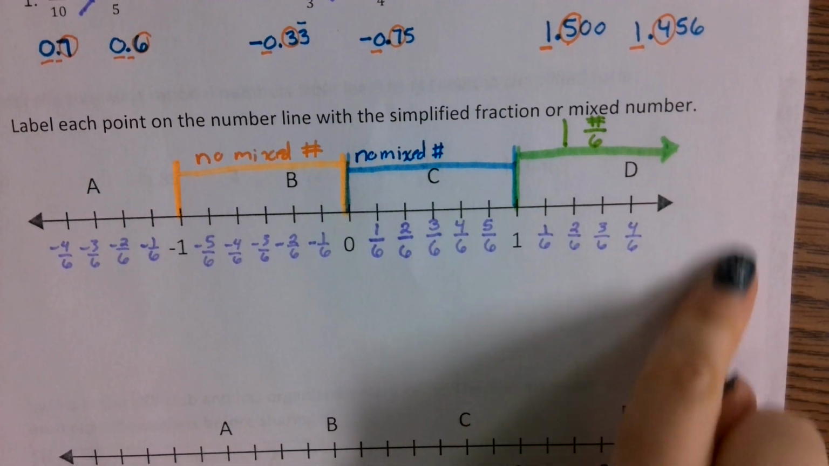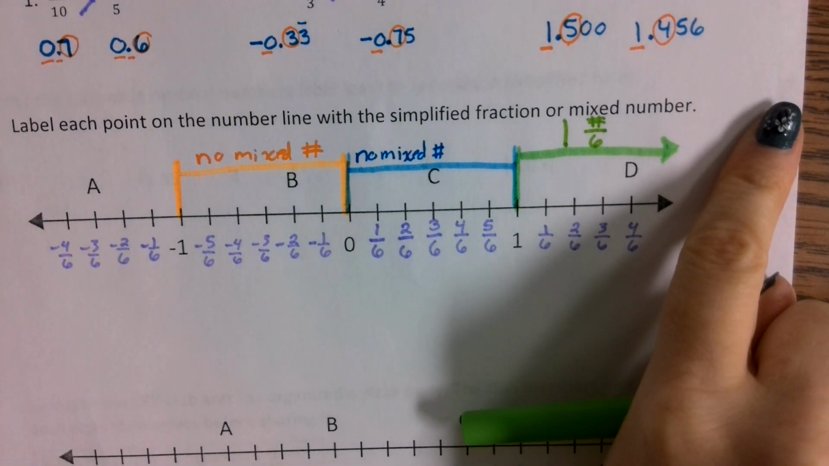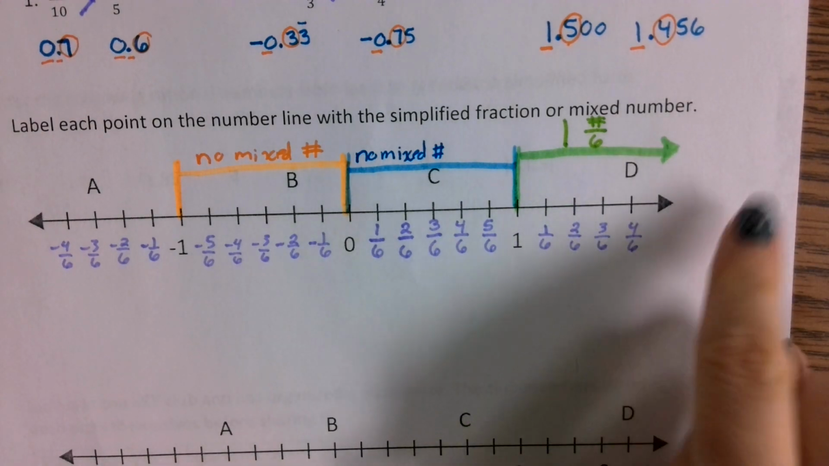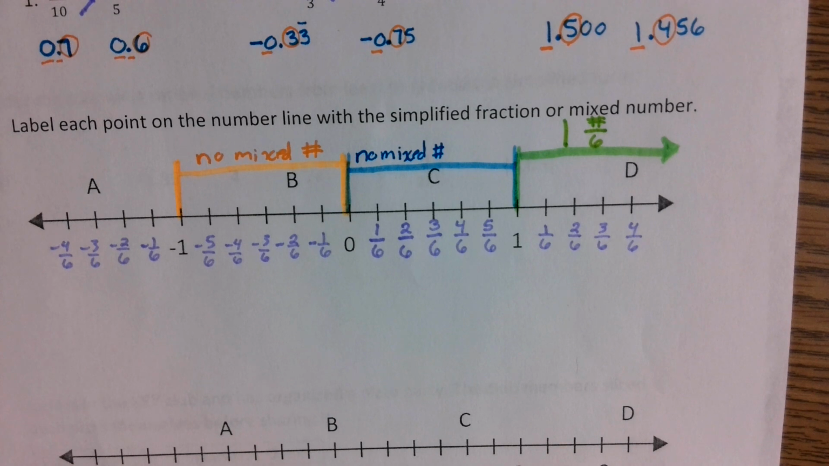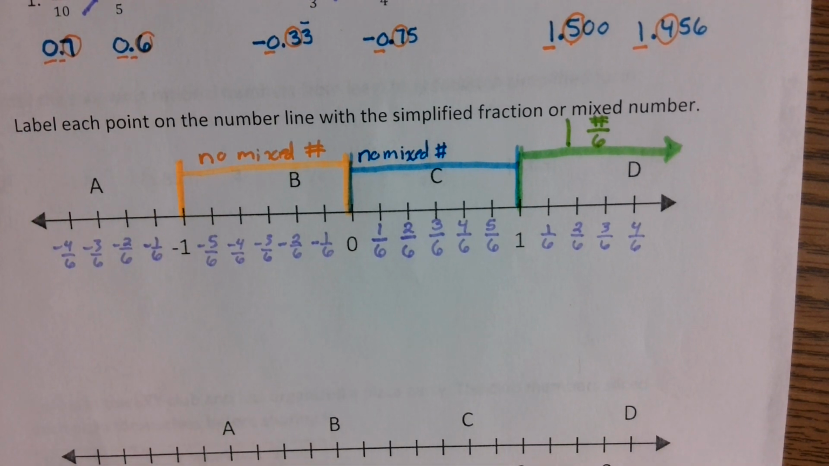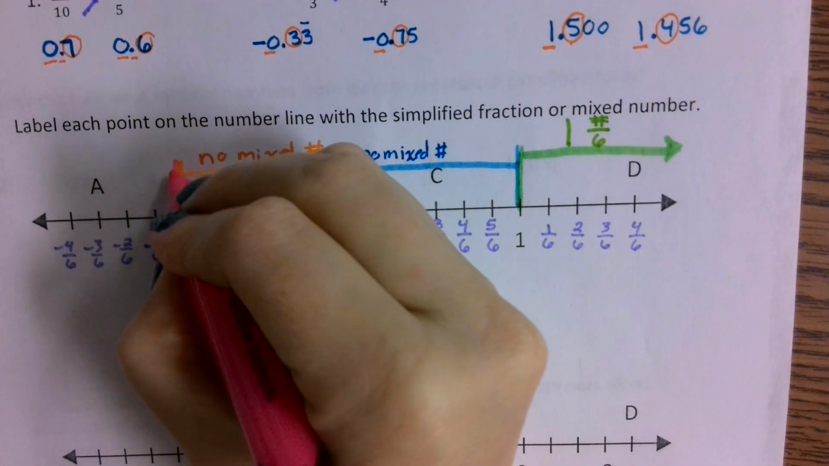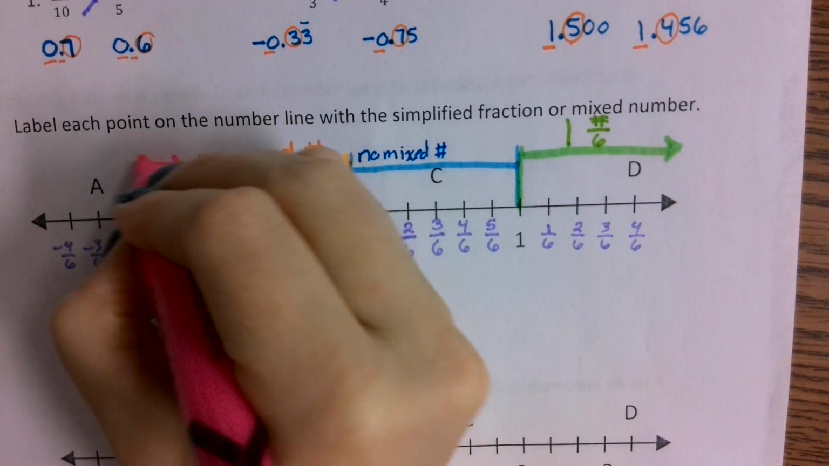Once we get to 2, it would become 2 and 1/6, and 2 and 2/6, and so on and so forth. Same thing going in the opposite direction, starting at negative 1 and moving onward.